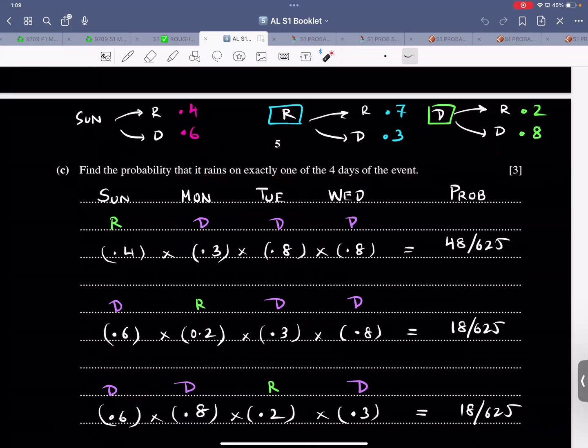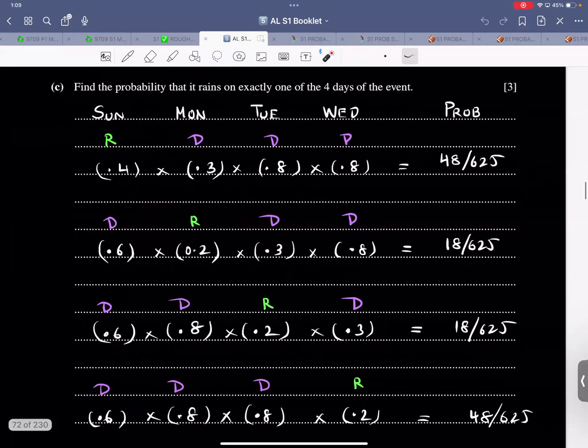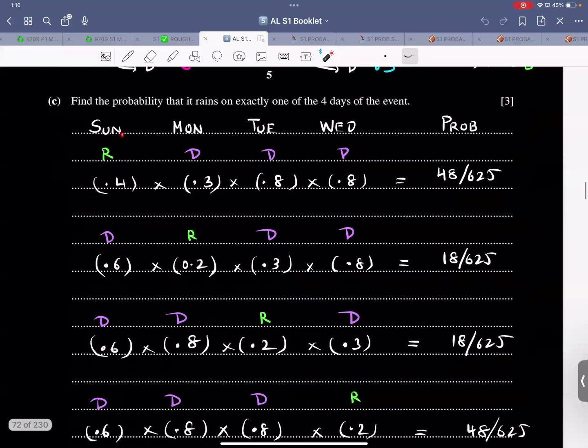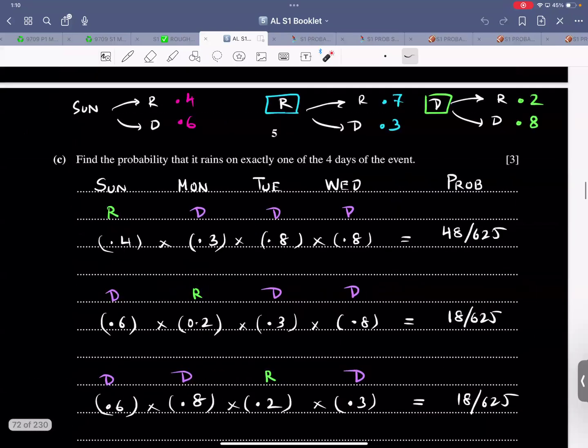Now, first of all, I have listed the possibilities. Sunday, Monday, Tuesday, Wednesday. First day rain, second day rain, third day rain, fourth day rain. Once I have listed this, now I can work it out. Sunday rain is 0.4. Based upon a rainy day, the probability that it's dry is 0.3. Based upon a dry day, the probability it's dry is 0.8. So this is 0.4, 0.3, 0.8, 0.8.